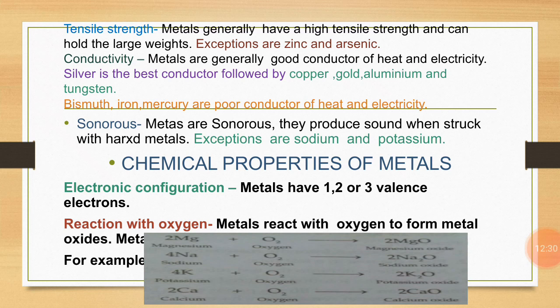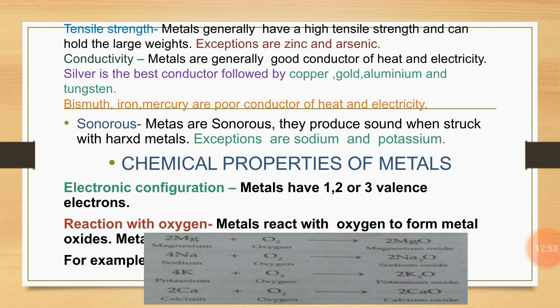And without breaking. You can hold large weights on that and it cannot break. So this property is known as tensile strength. But there are some exceptions also. The exceptional cases are zinc and arsenic. Zinc and arsenic are the metals which do not possess this tensile strength.